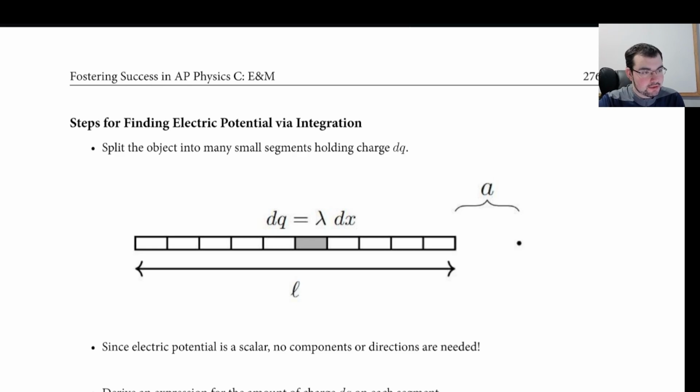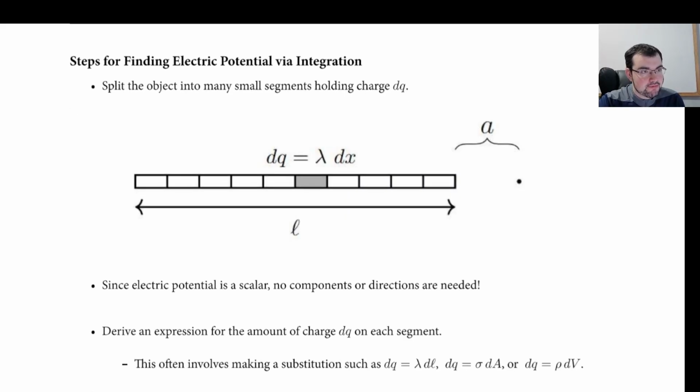So now we'll go to the actual meat of the section, and that is finding fields and potentials by chopping objects up. So the first step is to split objects into many dq segments. So if it's a rod, we have these little segments here. And after you have the segment, you want to find how much charge is on each segment. So it's either lambda times length, or sigma times area, or rho times volume.